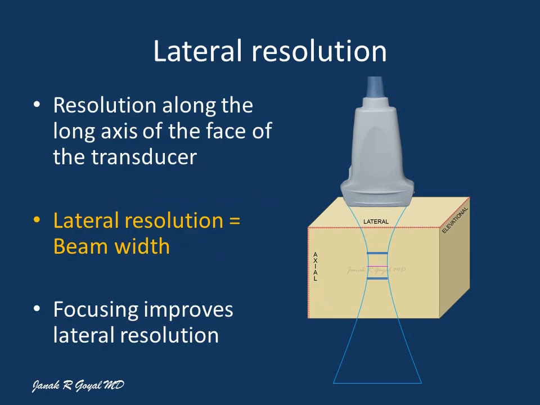Now let's look at the resolution along the face of the transducer, which is called lateral resolution. The lateral resolution is equal to the beam width. Now look at your beam. What is the narrowest diameter of the beam? It's the focus. So the beam width is narrowest at the focus. That means your lateral resolution is better at the focus. So focusing improves your lateral resolution along the face of the transducer. Focusing does not improve axial resolution. So the axial resolution is improved by higher frequency sound, and the lateral resolution is improved by focusing.